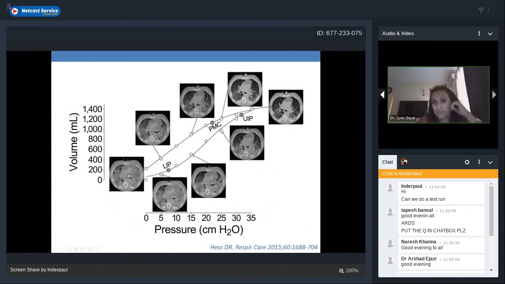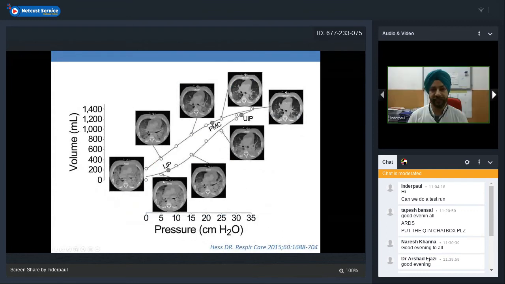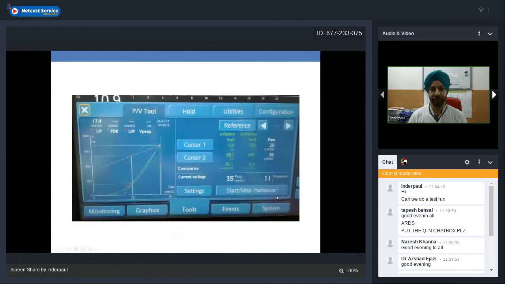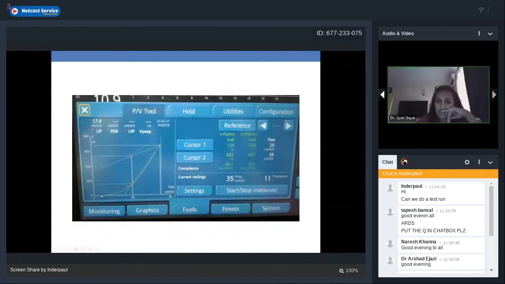So this is another slide just representing how, as you increase the pressure, the collapsed alveoli will open, and you will be able to achieve good ventilation in all those collapsed areas till you see a point where there is no benefit of further increasing the pressure. This is the concept behind the lower inflection point, where the shape of the curve changes and you see an exponential rise in the tidal volume compared to the pressure.